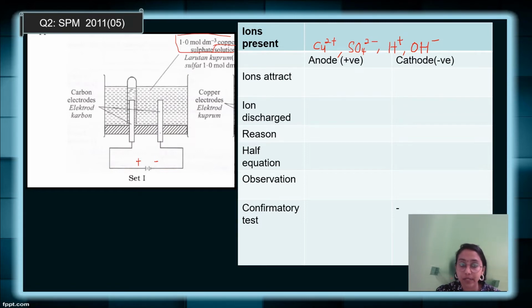The negative ions here will be sulfate ions and hydroxide ions, whereas the negative terminal, which is the cathode, will attract the cations, which are the positive ions, Cu2+ and H+.